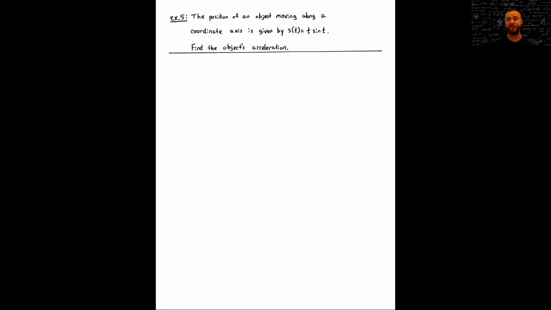We'll usually denote the position function as s of t. Here it's given as t times sine of t. So, a product. We're going to use the product rule here. And what the question wants is, given the position of the object at a certain time, find the object's acceleration.